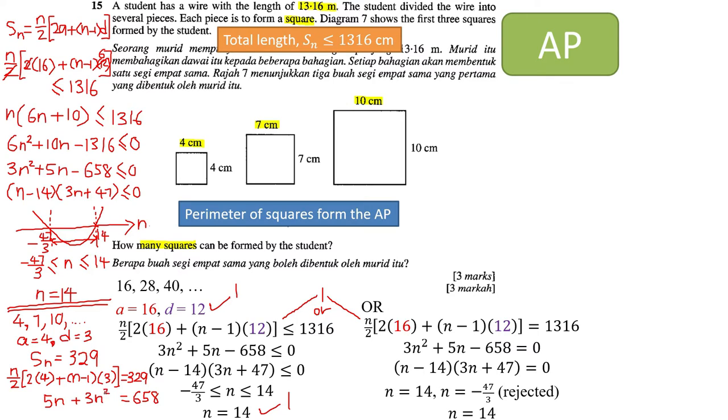So now you look properly. If I move the 658 to the other side, it becomes 3n squared plus 5n minus 658, which is exactly the same as the one that we got just now.